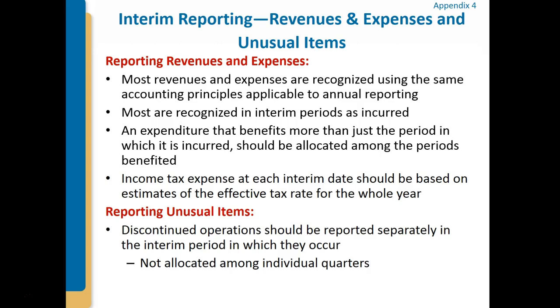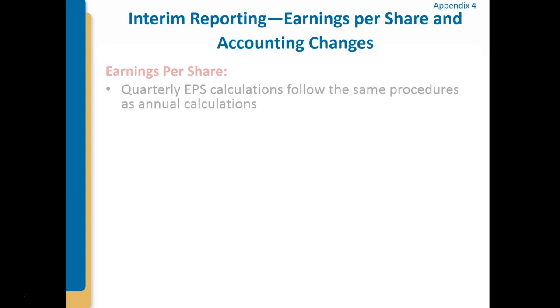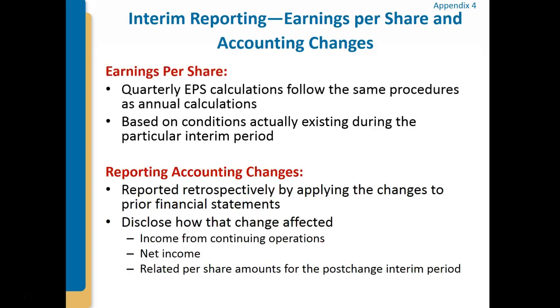On the other hand, major events such as discontinued operations should be reported separately in the interim period in which they occur. These amounts should not be allocated among individual quarters within the fiscal year. The same is true for items that are unusual. Treatment of these items is more consistent with the discrete view than the integral part view. A second item that's treated in a manner consistent with the discrete view is earnings per share. EPS calculations for interim reports follow the same procedures as annual calculations. The calculations are based on conditions actually existing during the particular interim period rather than on conditions estimated to exist at just the end of the fiscal year.